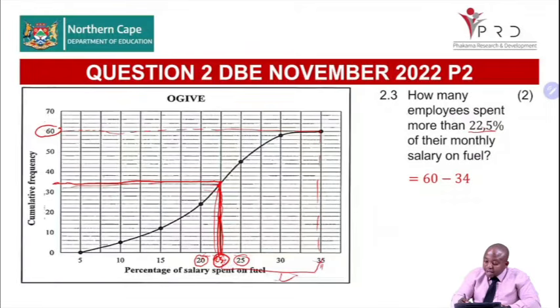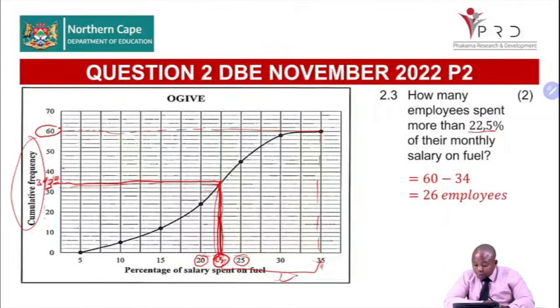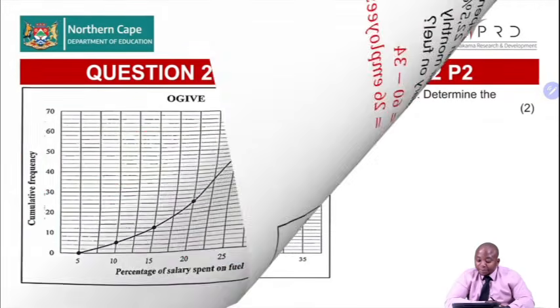Now the number of employees is found on our cumulative part, so we are going to take this value, which is going to be 34. Remember, it's 30, 32, 34, 36, 38, 40 in that case. So we take the 60 and subtract the 34 that we have there. Then we say there were 26 employees. So more than 22.5 is from 23, which is the value on that line, until the 35 in that case.